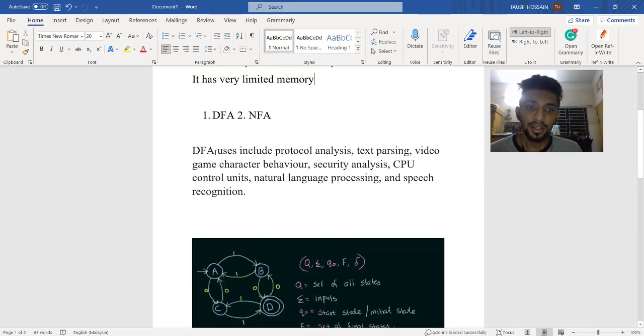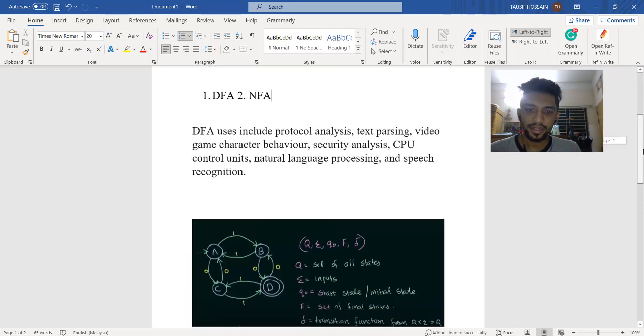One is DFA and one is NFA. DFA is deterministic finite automata and NFA is non-deterministic finite automata. DFA uses include protocol analysis, parsing, video game character behavior, security analysis, CPU control units, natural language processing, speech recognition, and etc.